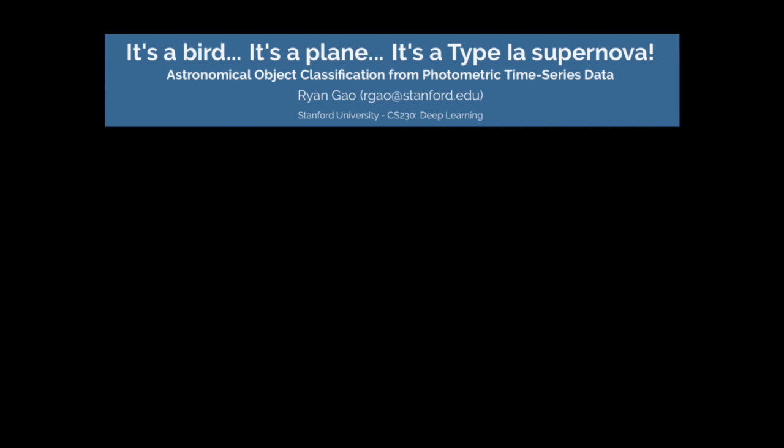My project is called It's a Bird, It's a Plane, It's a Type 1a Supernova. The problem that I'm addressing is astronomical object classification from photometric time series data. In plain English, we're trying to classify what we see in the sky based on how that object's brightness changes over time.